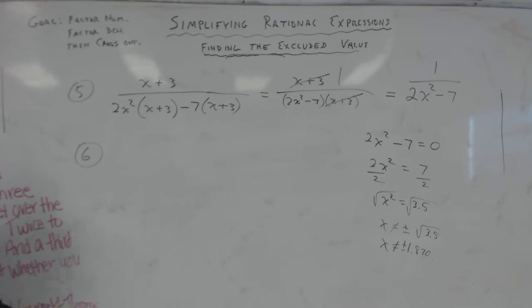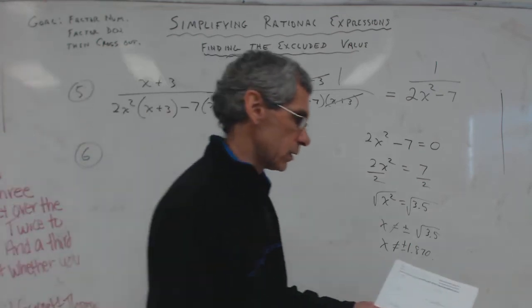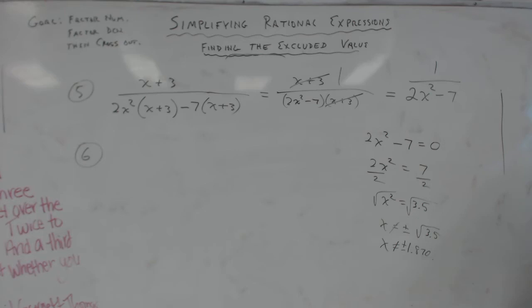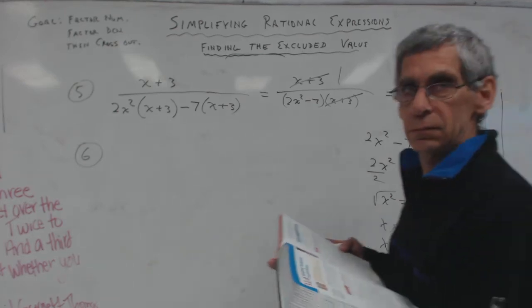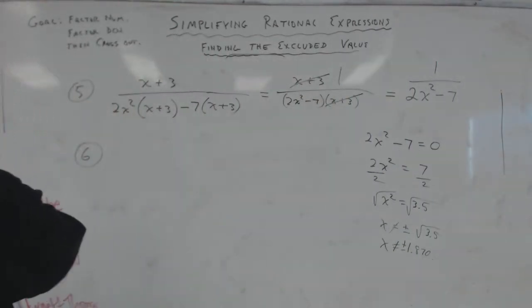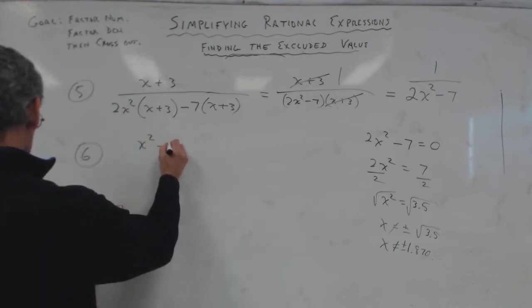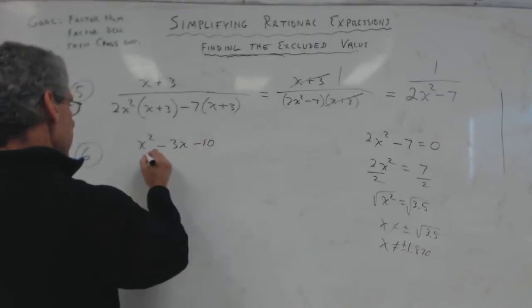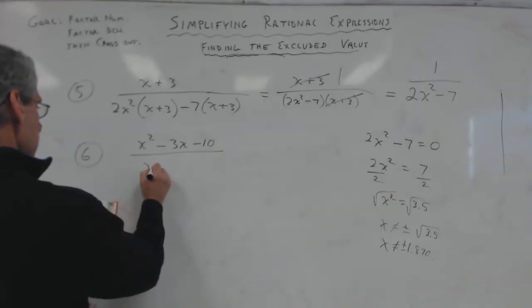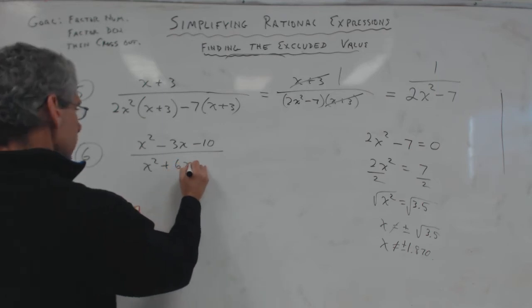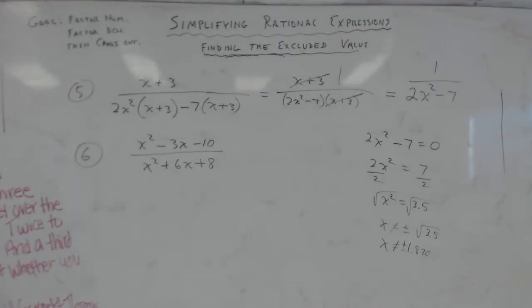All right, what if I gave you, oh, thank you so much. What if I gave you, last one, this is our last one. Hang on. Okay, what if I gave you this? x squared minus 3x minus 10 over x squared plus 6x plus 8. What would you do? Okay, what would you do?